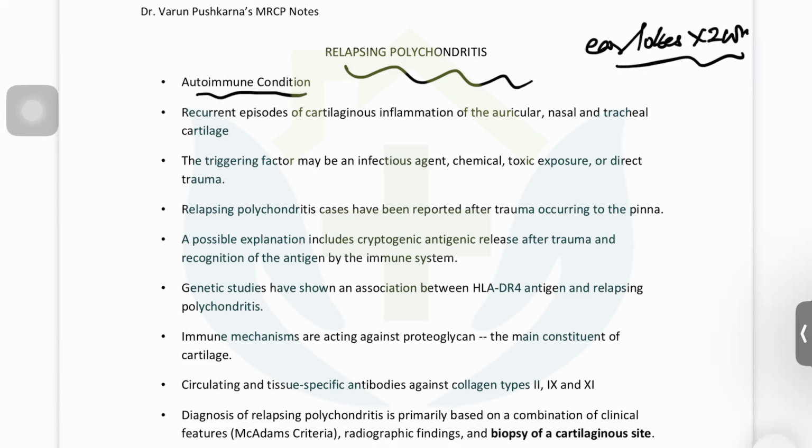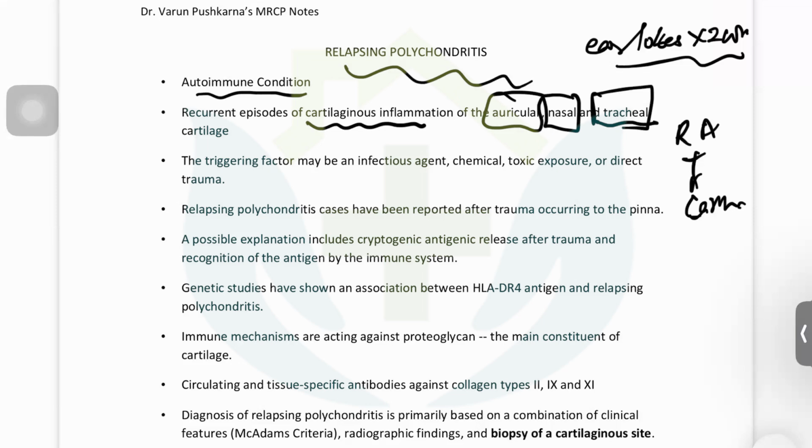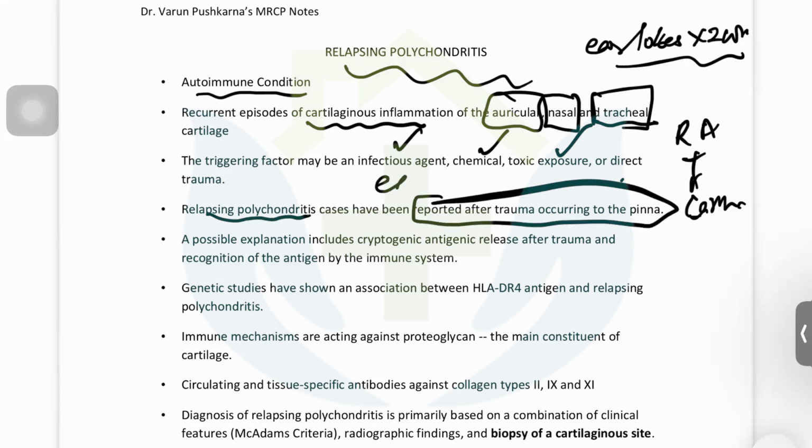It is an autoimmune condition. There basically is cartilaginous inflammation. Now we remember that in rheumatoid arthritis also it is cartilaginous inflammation, but here no bone will be involved. It will be just the cartilages, in the pinna, in the nose and in the tracheal cartilage. So triggering factor could be a viral infection, a chemical toxic exposure or a direct injury, but usually the relapsing polychondritis have been reported after ear piercing, which is a very common thing for women to get done.